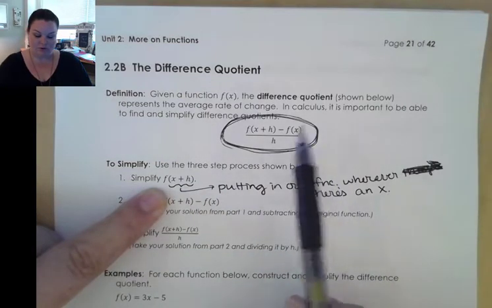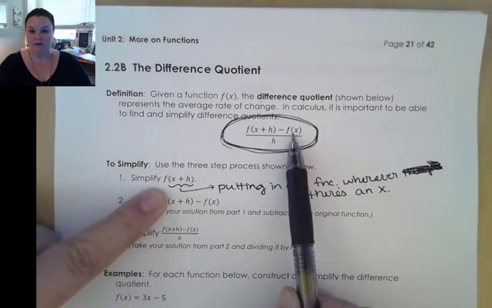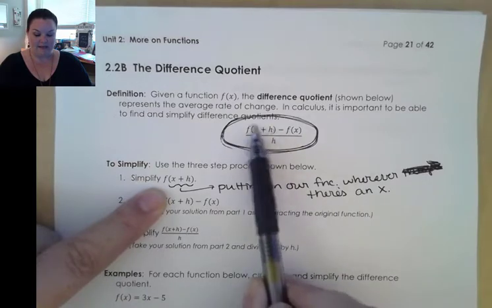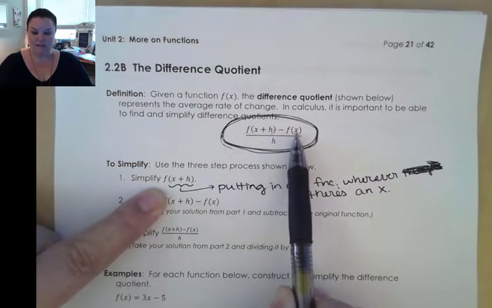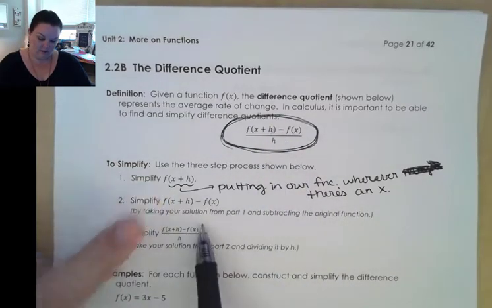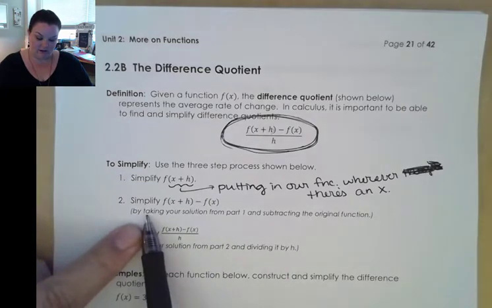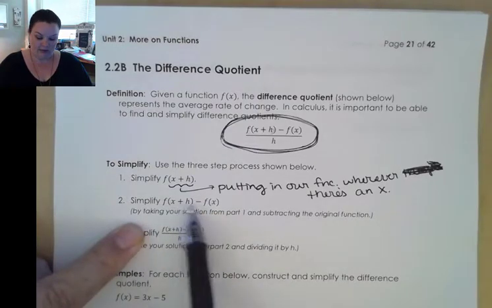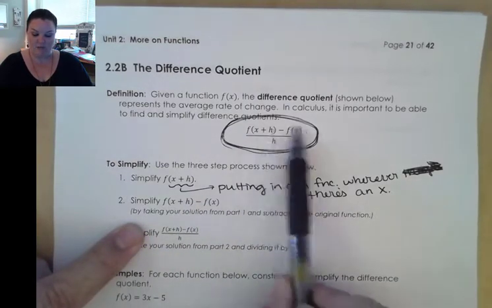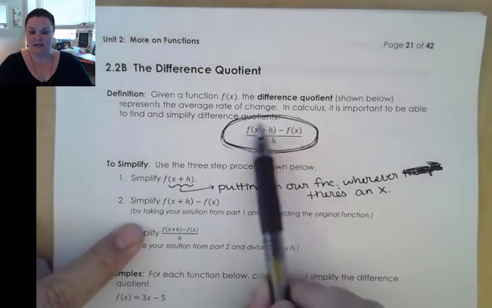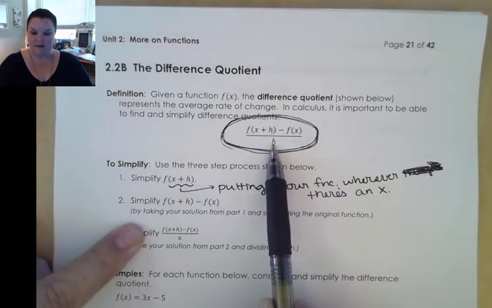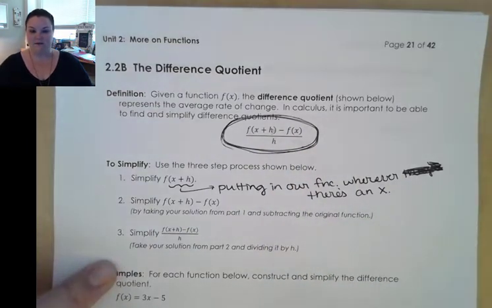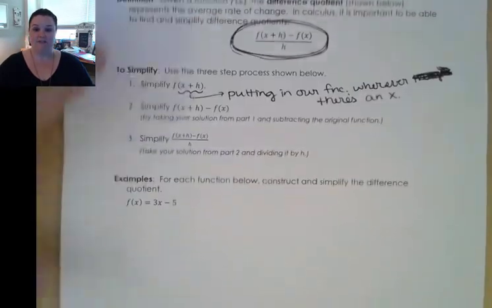Then step 2 is we want to finish simplifying the top. So once we know what f of ugly is, then we need to subtract the original function. So that's what step 2 is. We take our solution that we got from step 1, and then we just subtract the original, okay? Then once we have that answer, now we know what the entire top of this mess looks like. And our last step is to just divide it by h. So that's step 3. Okay, so let's go ahead and look at simplifying the difference quotient.